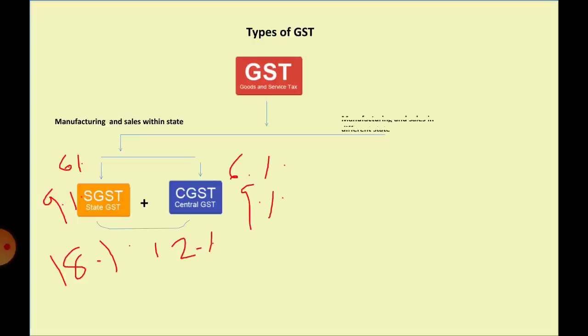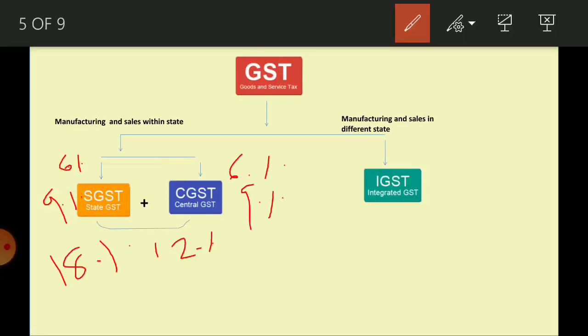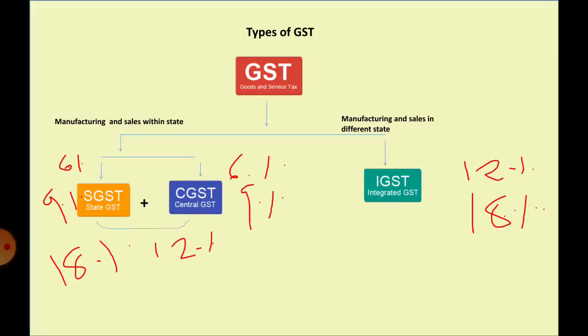And second case, when manufacturing happens in one state and sales happen in another state. At this time, IGST, integrated goods and service tax, comes in place. In this case, if the tax for the particular product or service is 18%, entire 18% goes to a center. If the tax is 12%, entire 12% goes to a center. In this case, manufacturing state and the consuming state will not get any tax benefit from this transaction.